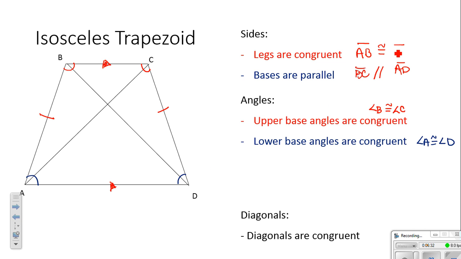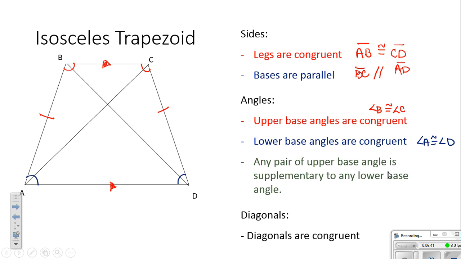So that was CD there. I wanted to make sure that we had that there instead of a B. Okay, moving on. Another thing that we need to know about the angles of an isosceles trapezoid is that any pair of the upper base angles is supplementary to any lower base angle.